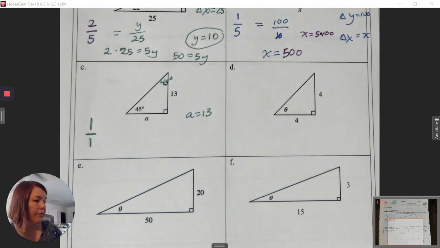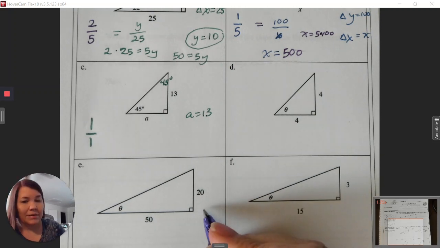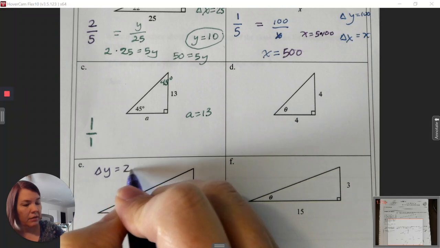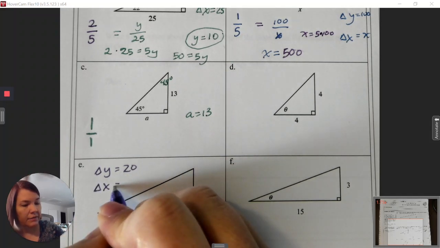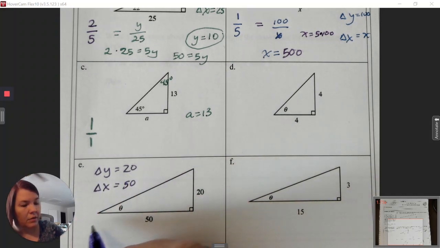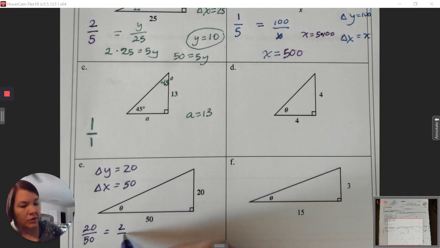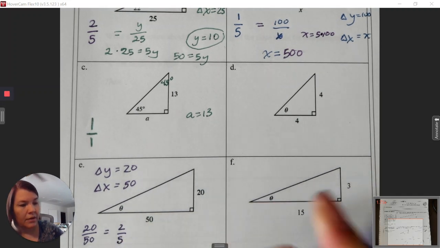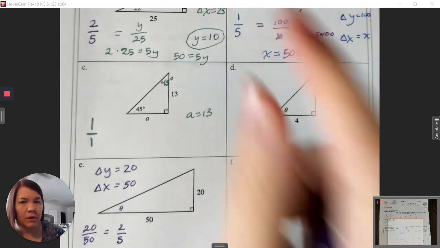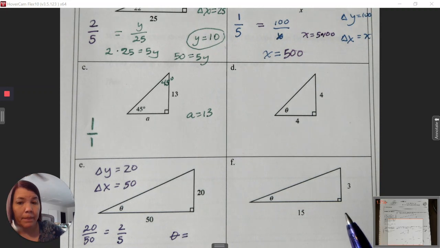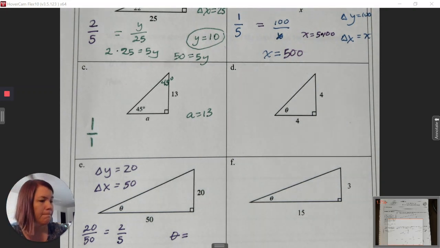All right, with all that said, we're going to jump down to E and F. So what is delta x and what is delta y? Delta y is 20. Delta x is 50. When I set up my ratio of 20 over 50, it simplifies to 2/5. And so 2/5 is this one. What is theta, or in other words, the angle? I'm going to leave you to think about that.